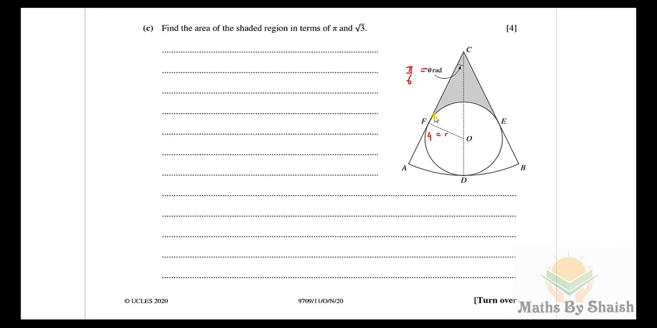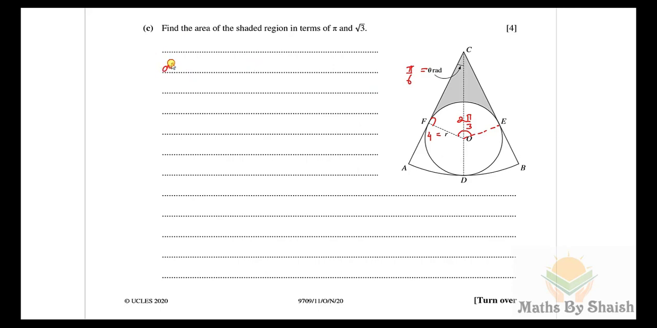So if we require this shaded region, we'll find the area of these two, COF and COE, both are the same triangle, congruent triangles, and hence if we can find the area of this triangle, we'll double it, we'll get this total area CFOE, and then we'll subtract the area of this sector, and hence we can get the required area. So first of all, we require this total angle. If we know that it is pi by 6, this is pi by 2, so this angle would be pi by 2 minus pi by 6, that is pi by 3, and hence this total angle becomes 2 pi by 3.